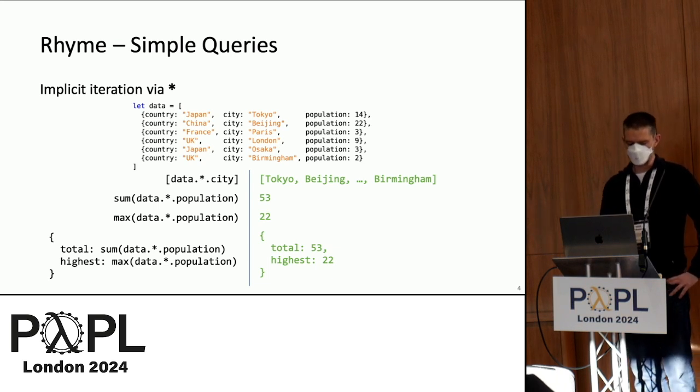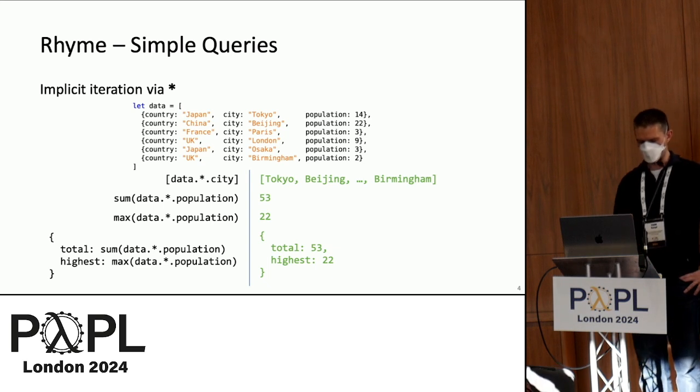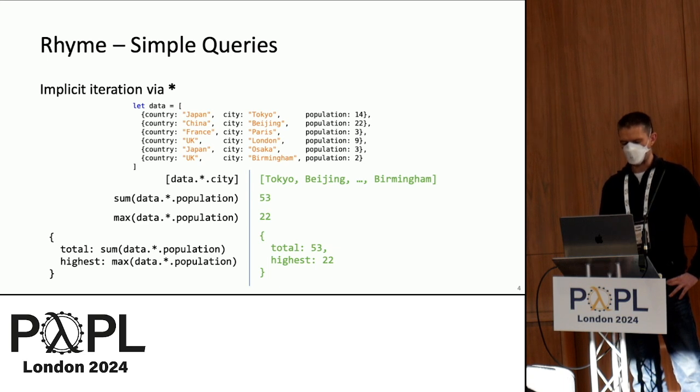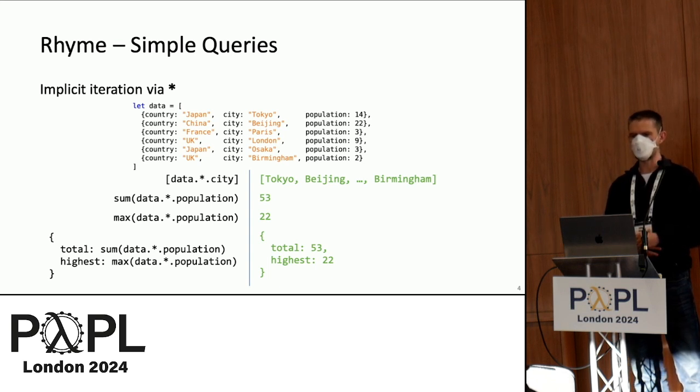I can also do aggregations. I can say I want to build the sum of all the populations of the cities here, or compute the maximum. So any other kind of reduction operator you can implement in this way. And again, we can put this into a nested data structure as a result. So I can say I want to build a record that has a field for the total and for the highest, and then I use the sum and the maximum query to compute the values for these two fields.